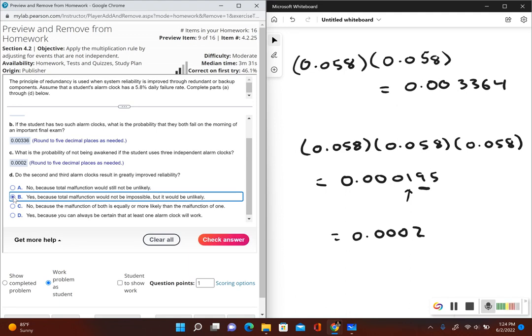Because total malfunction would not be impossible, so it's not impossible that all three of them don't work, but it is highly unlikely.